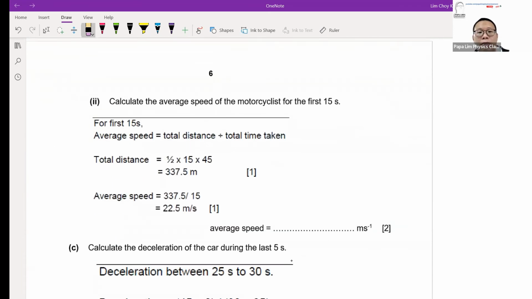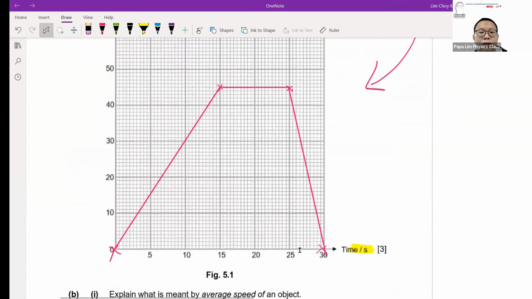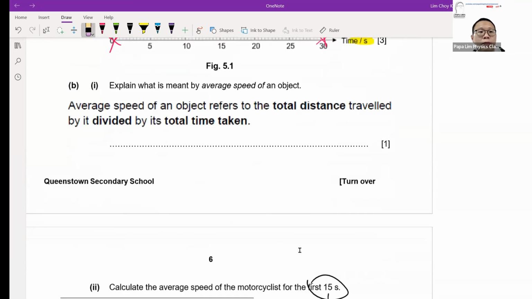Calculate the average speed for the first 15 seconds. Remember, the formula for average speed is total distance divided by total time. The total time given already is the first 15 seconds. But what about the total distance? For the first 15 seconds, the total distance refers to the area under the graph.